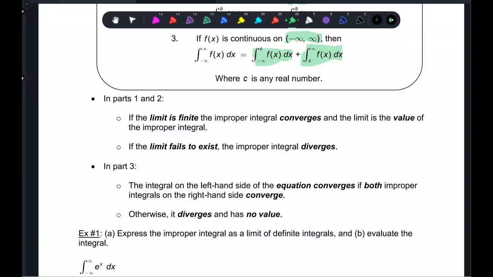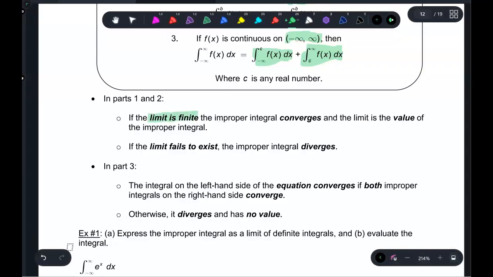So if we get a limit at the very end, the improper integral converges, and the limit is the value that we get. If the limit fails to exist, then we say it diverges.